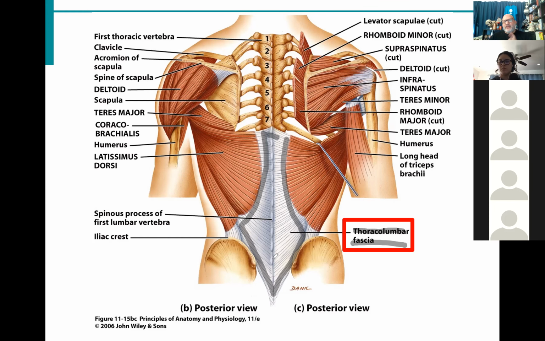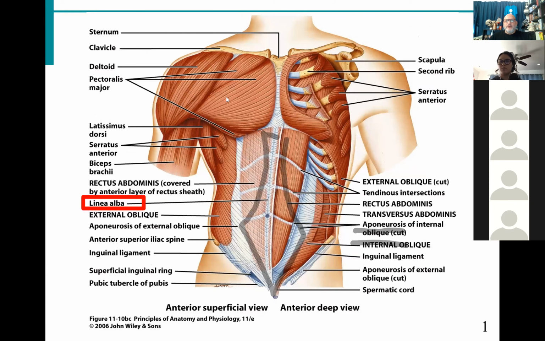So on the posterior side, we have the thoracolumbar fascia. On the anterior side, here we see it, but also here, what if we go all the way back to, where was that picture? Here, this is the one I want.